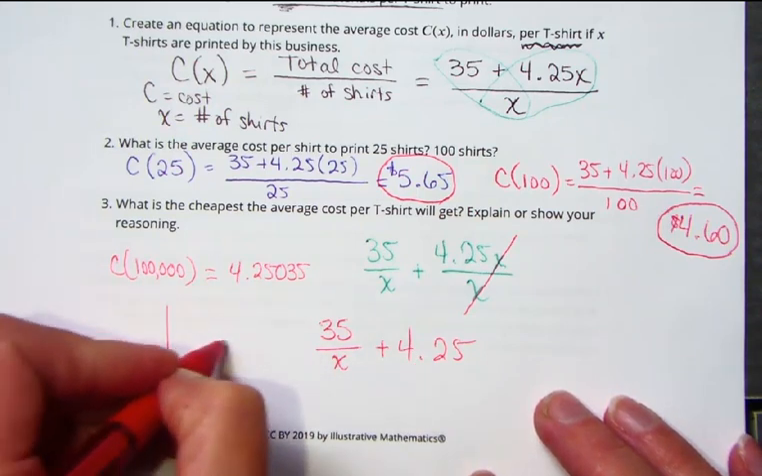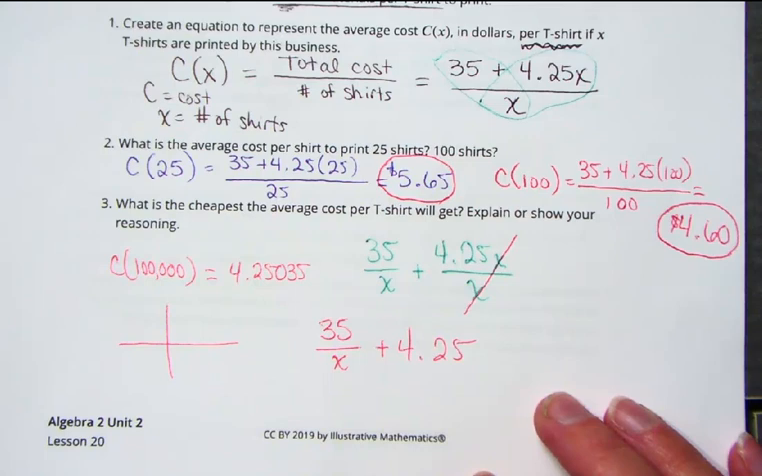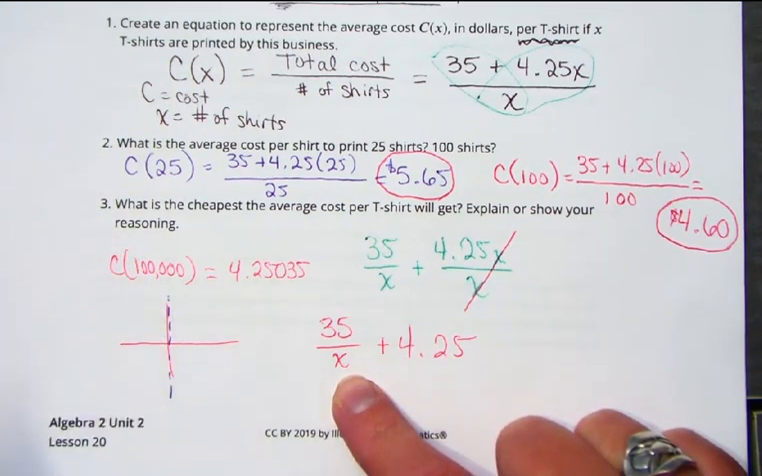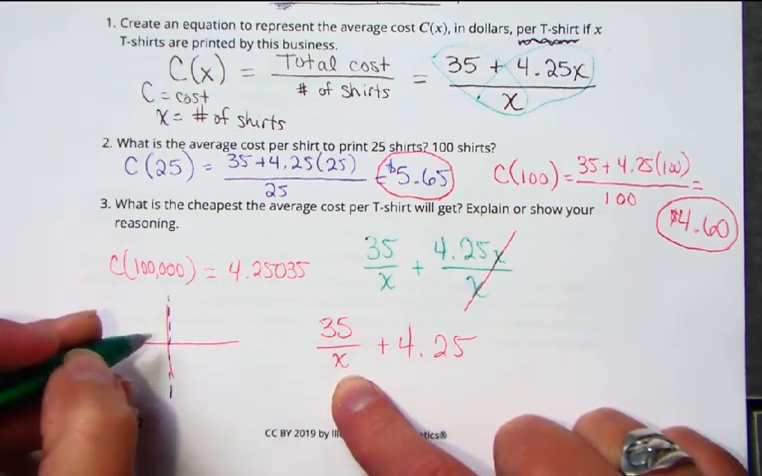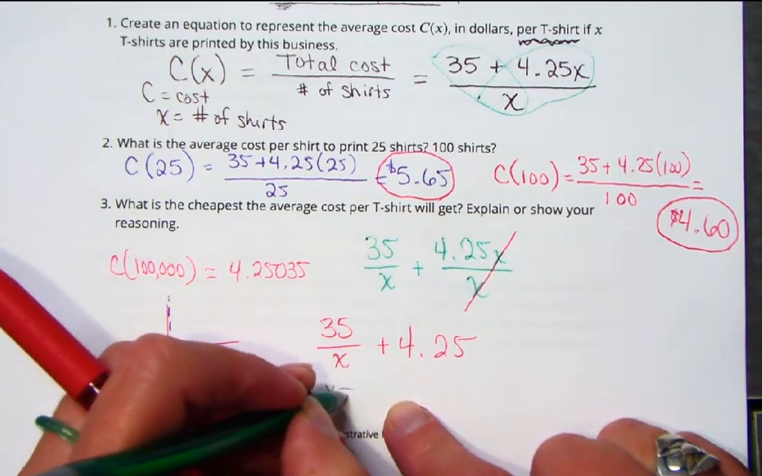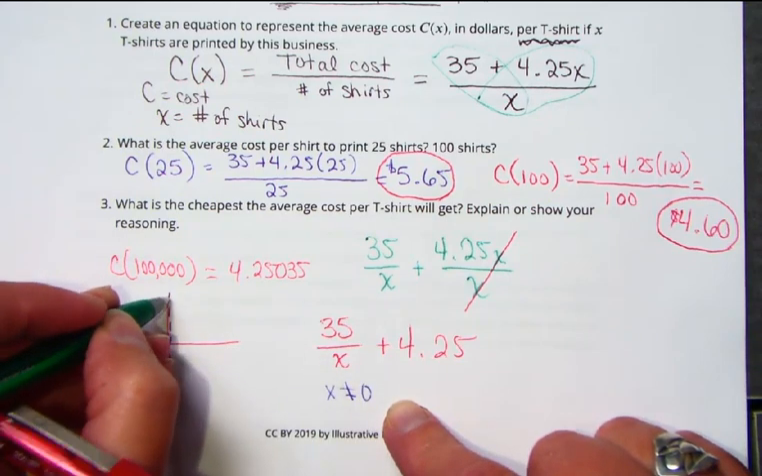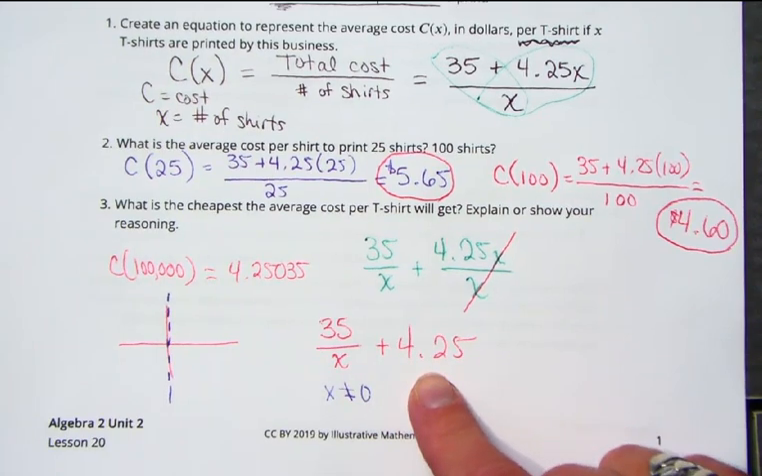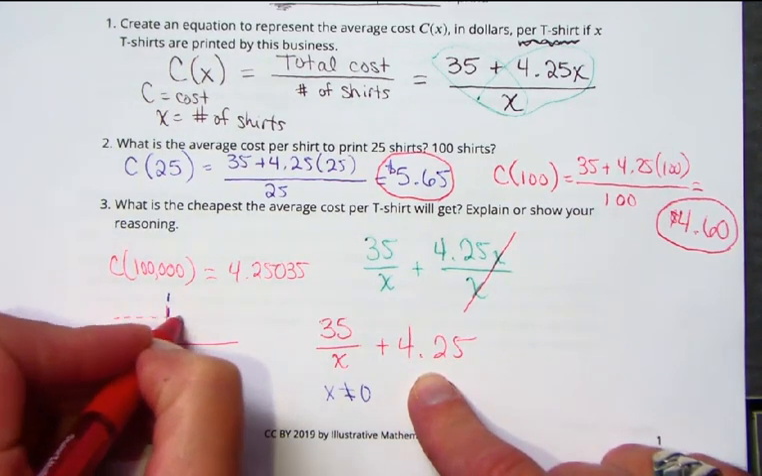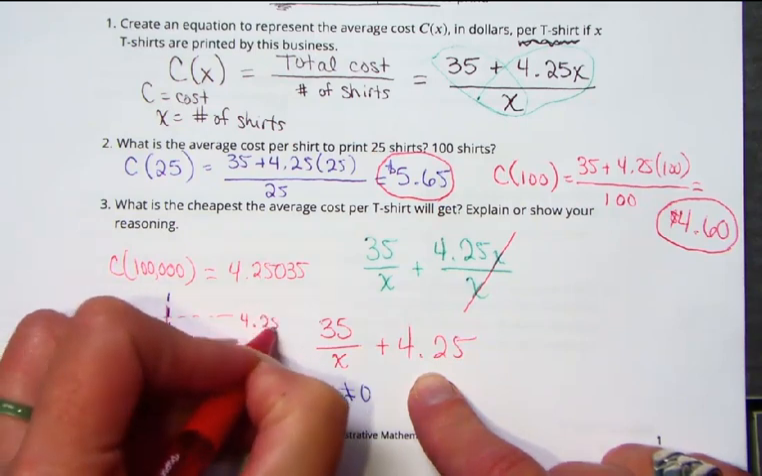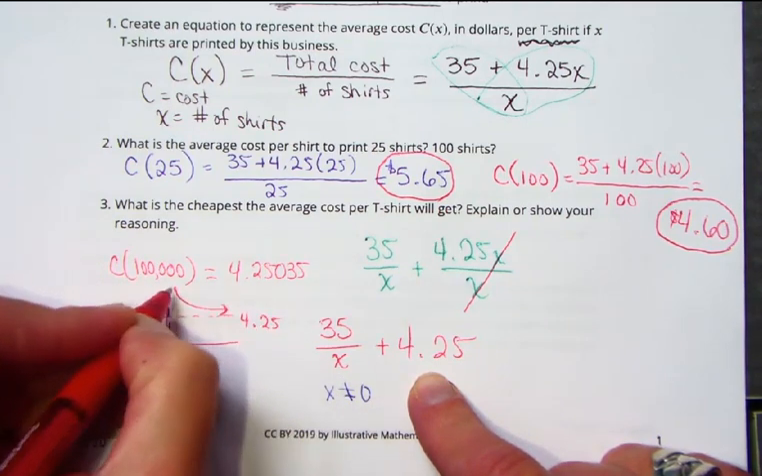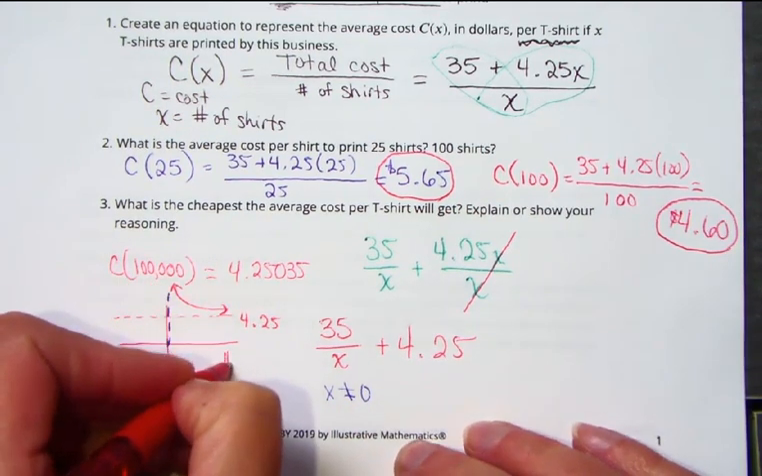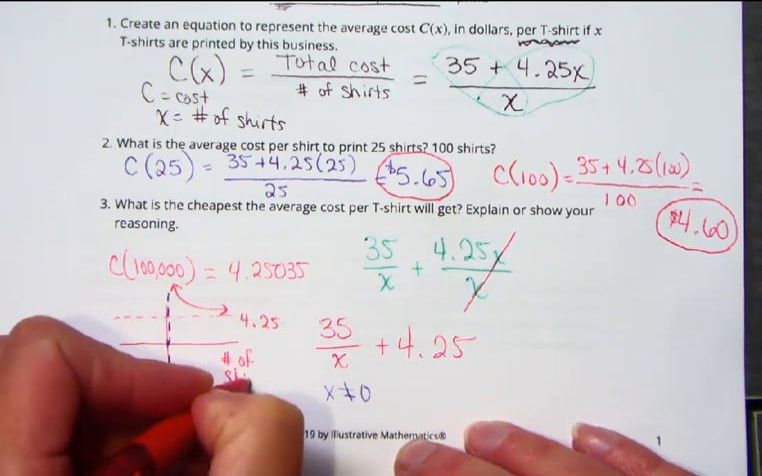Remember that idea? We know we aren't going to have a price at all if we order 0 shirts, so x can't equal 0. There's going to be a vertical asymptote where x equals 0. That vertical asymptote shows up there. And then our horizontal asymptote is what's going on here, this $4.25. And so we know that this is looking like that, and as we order more and more t-shirts, that is our x, that's our input.